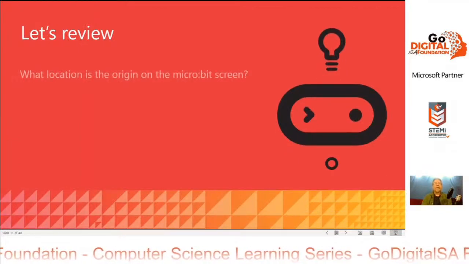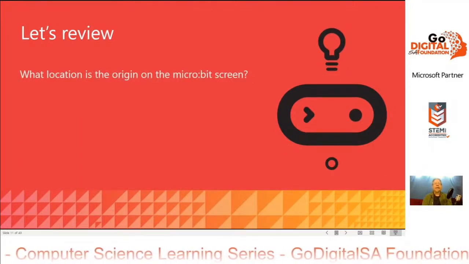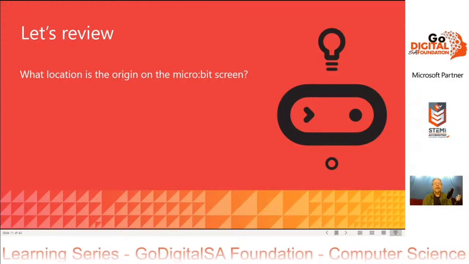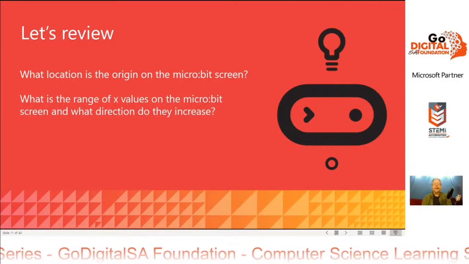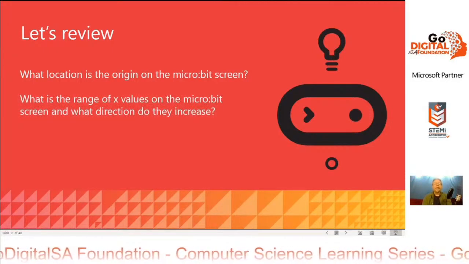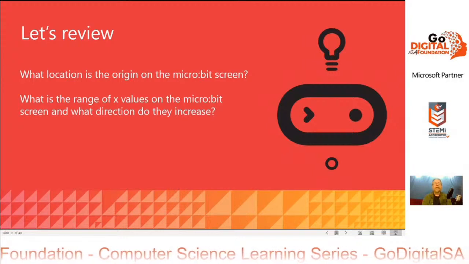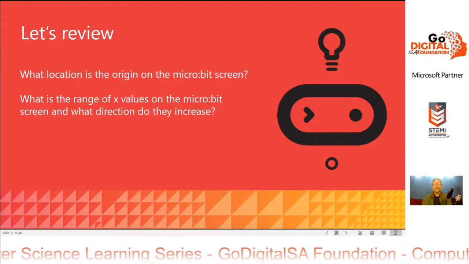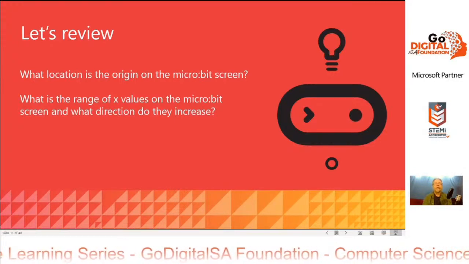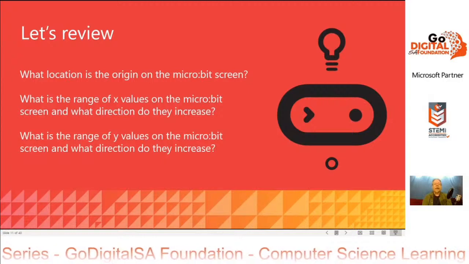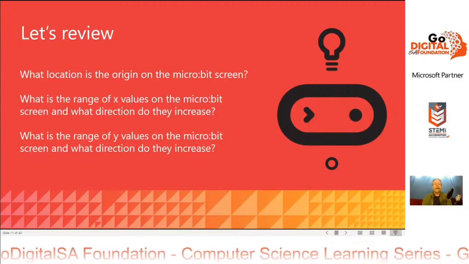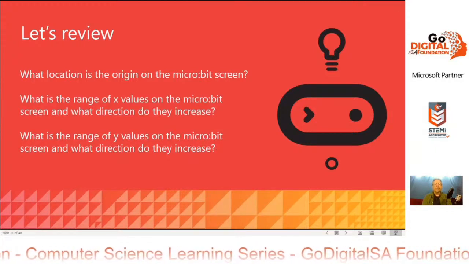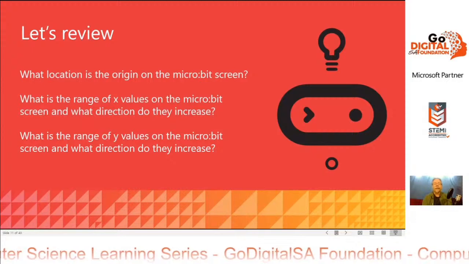Okay, so let's review. What location is the origin on the microbit screen? It's the top left corner. What is the range of x values on the microbit screen, and what direction do they increase? Okay, they go from 0 to 4, and they increase as you move to the right. What is the range of y values on the microbit screen, and what direction do they increase? They go from 0 to 4, and they increase as you move down from the top left corner.